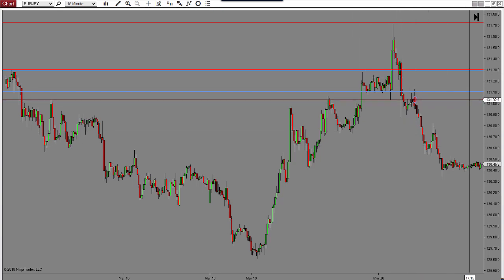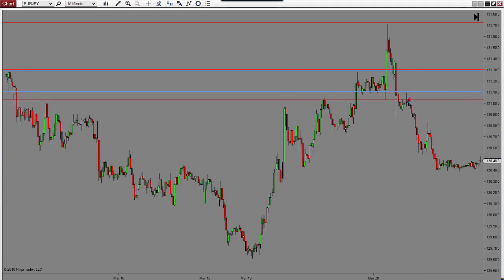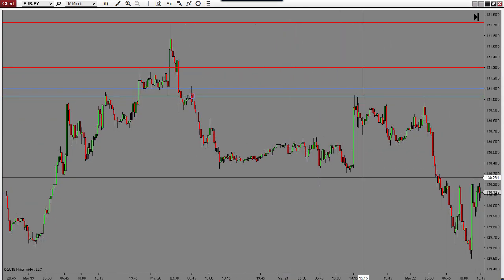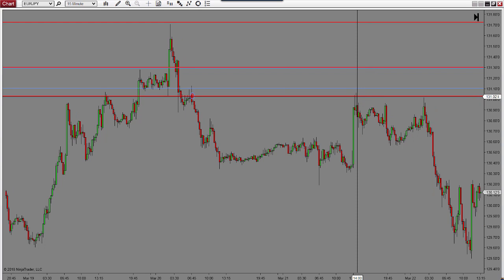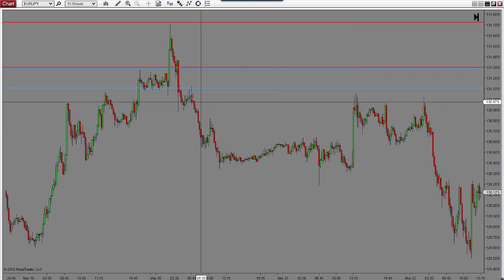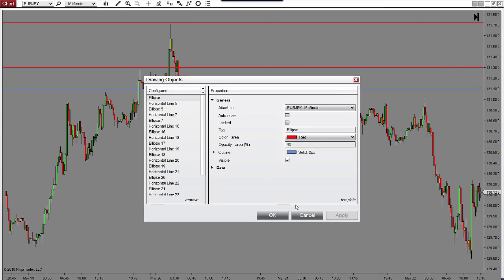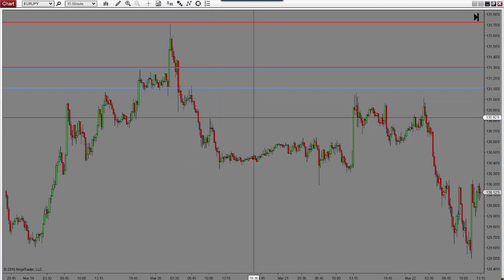Okay, so now you have a new ellipse here associated with this red line. Really nice trade off of that one. So we'll get rid of it. Oh, double.